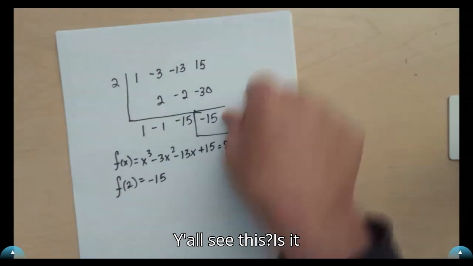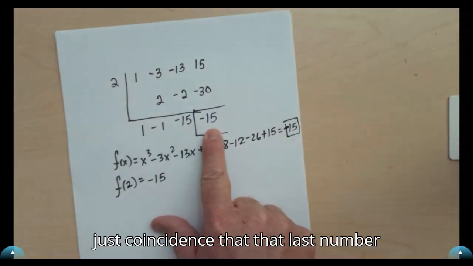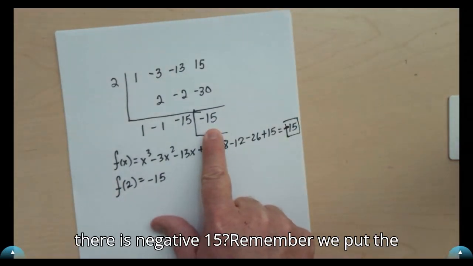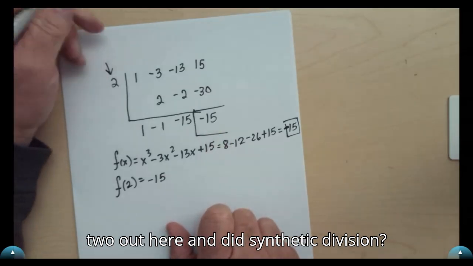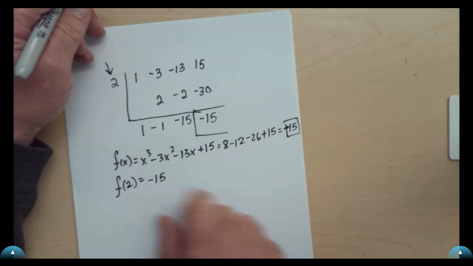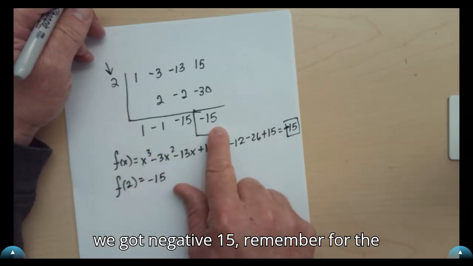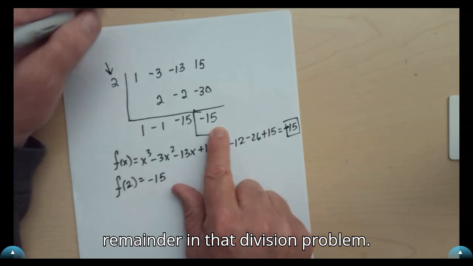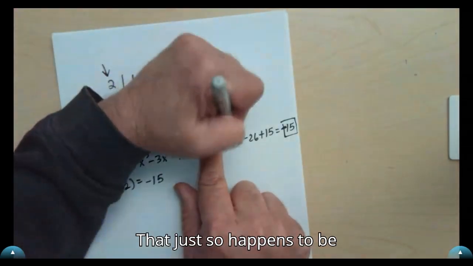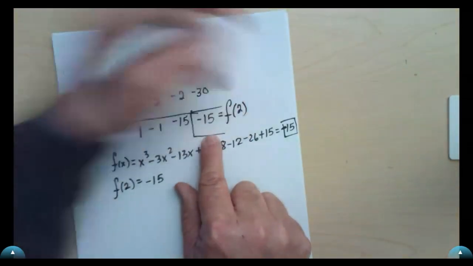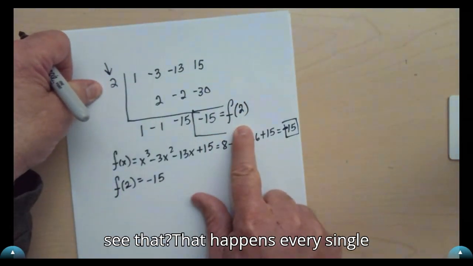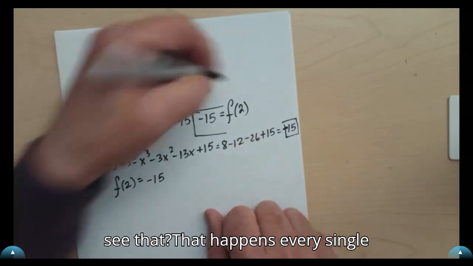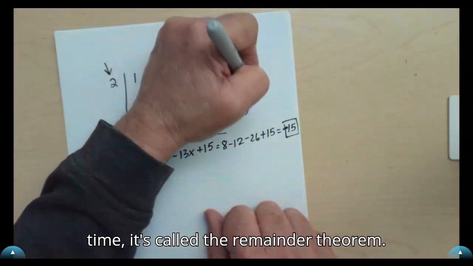Y'all see this? Is it just coincidence that that last number there is negative 15? Remember, we put the 2 out here and did synthetic division? And when we did the synthetic division, we got negative 15, remember, for the remainder in that division problem. That just so happens to be f of that number, f of 2. Do y'all see that? That happens every single time. It's called the remainder theorem.